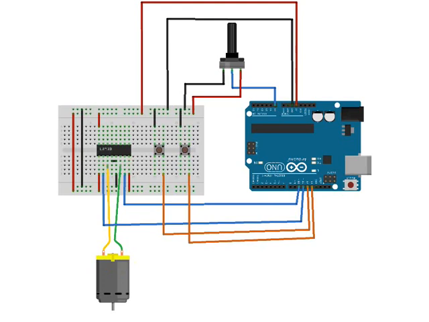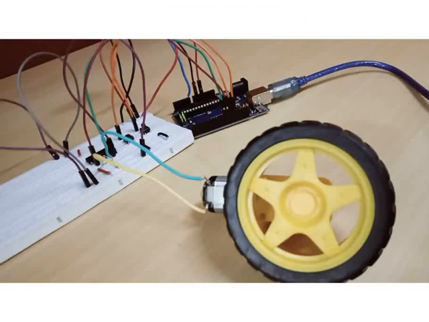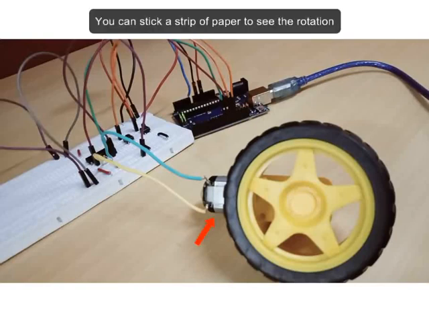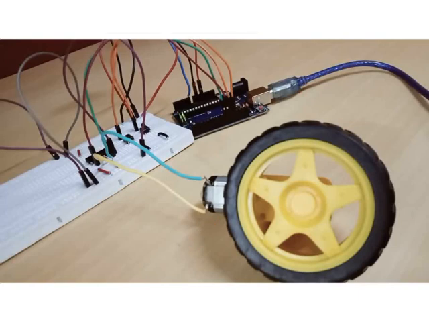Do the connection as shown in the image. This is the live setup of the connection as shown in the image. I have fixed a wheel on the shaft of the motor. This will help to see the rotation and varying speed of the motor clearly. Now we will write a program for this circuit to work.